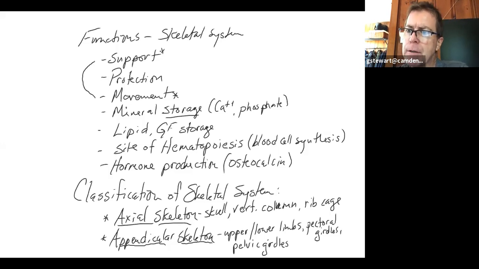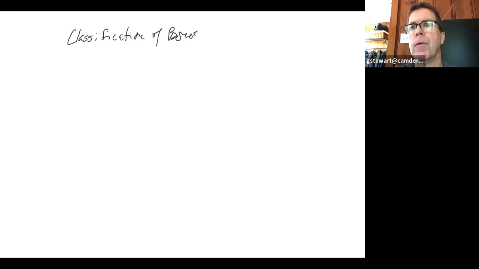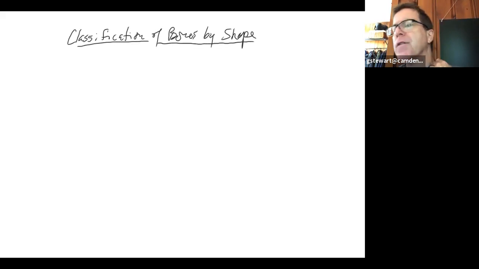I'm going to layer over this and quickly go to classification of bones by shape. This is very easy, by the way. Some A&P books use 6 classification categories. Your book makes it easier and just classifies bones into one of 4 shape classifications. So I'm just going to list them.